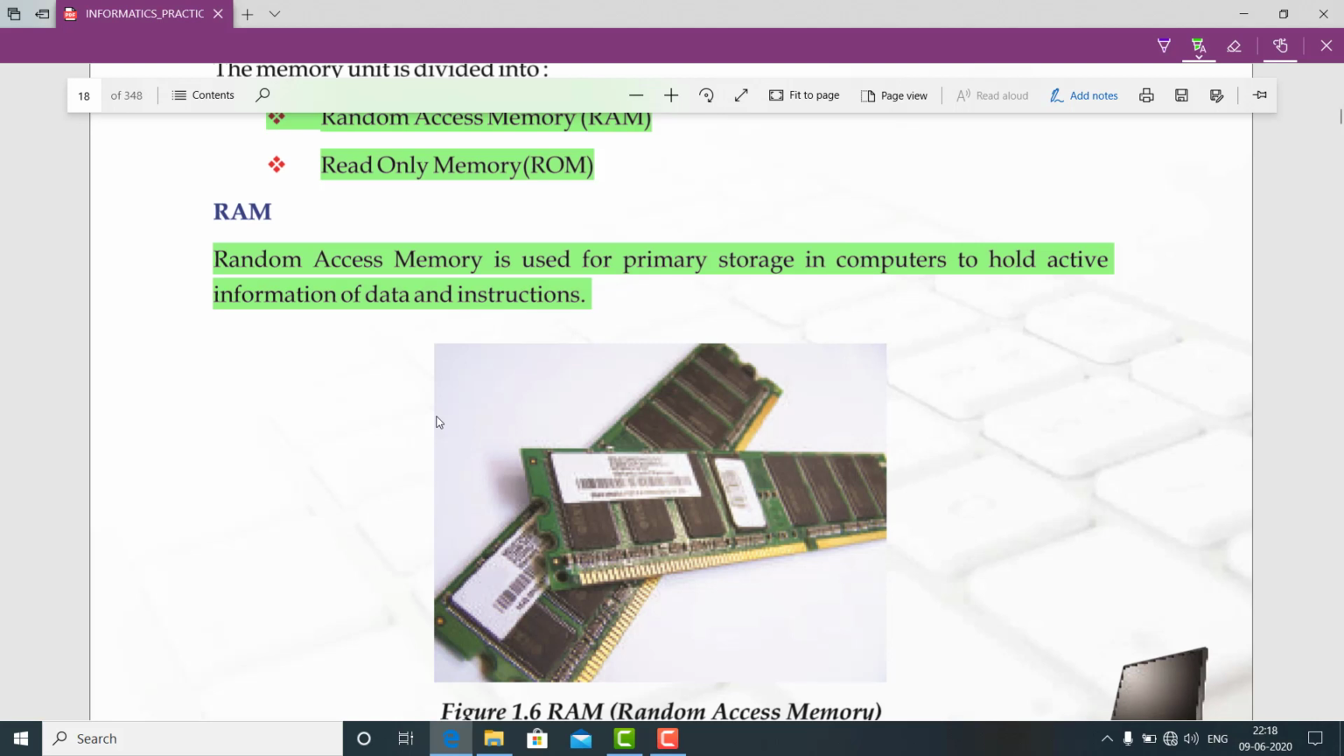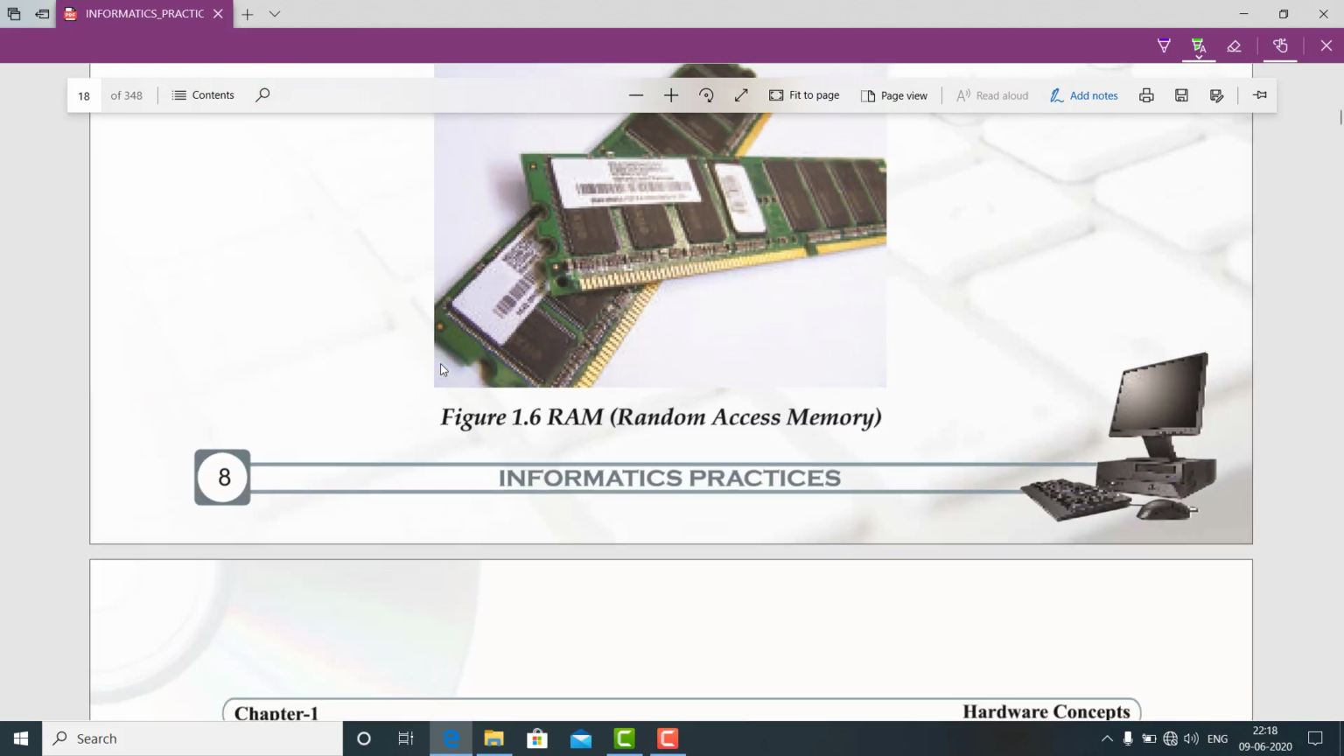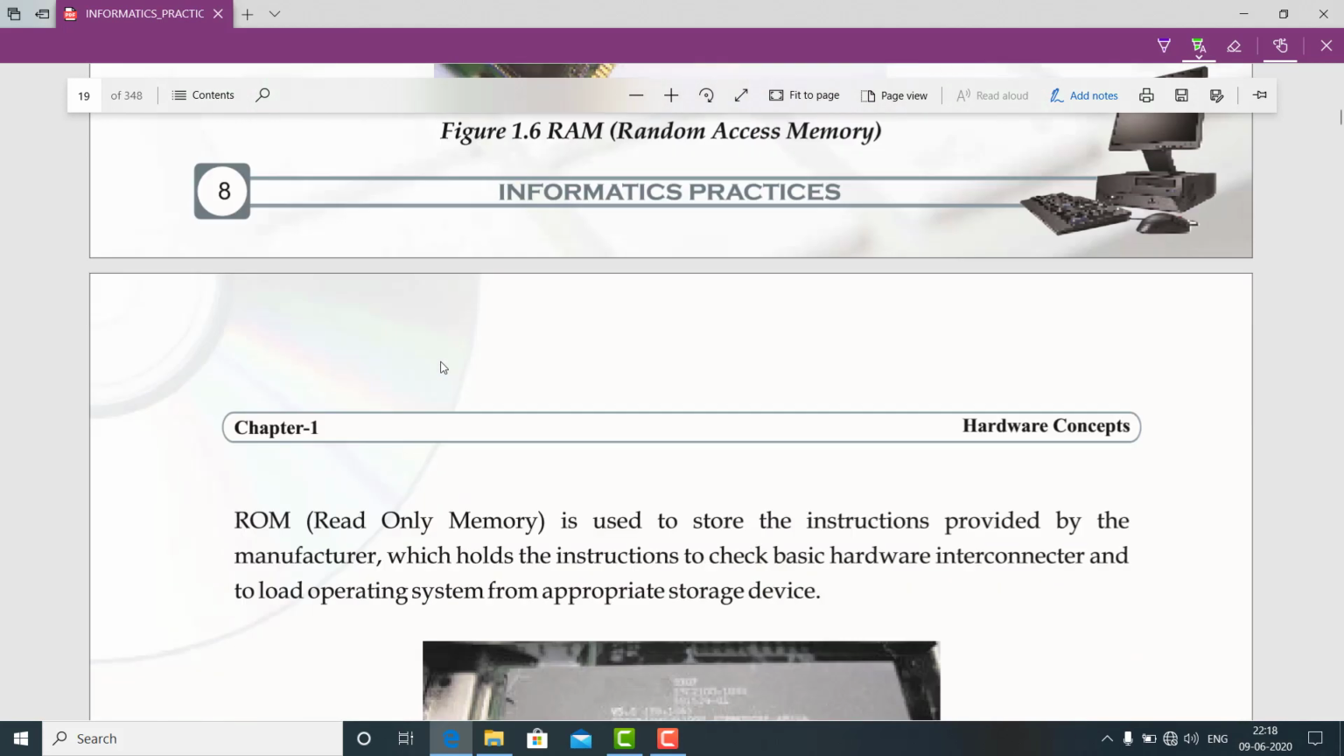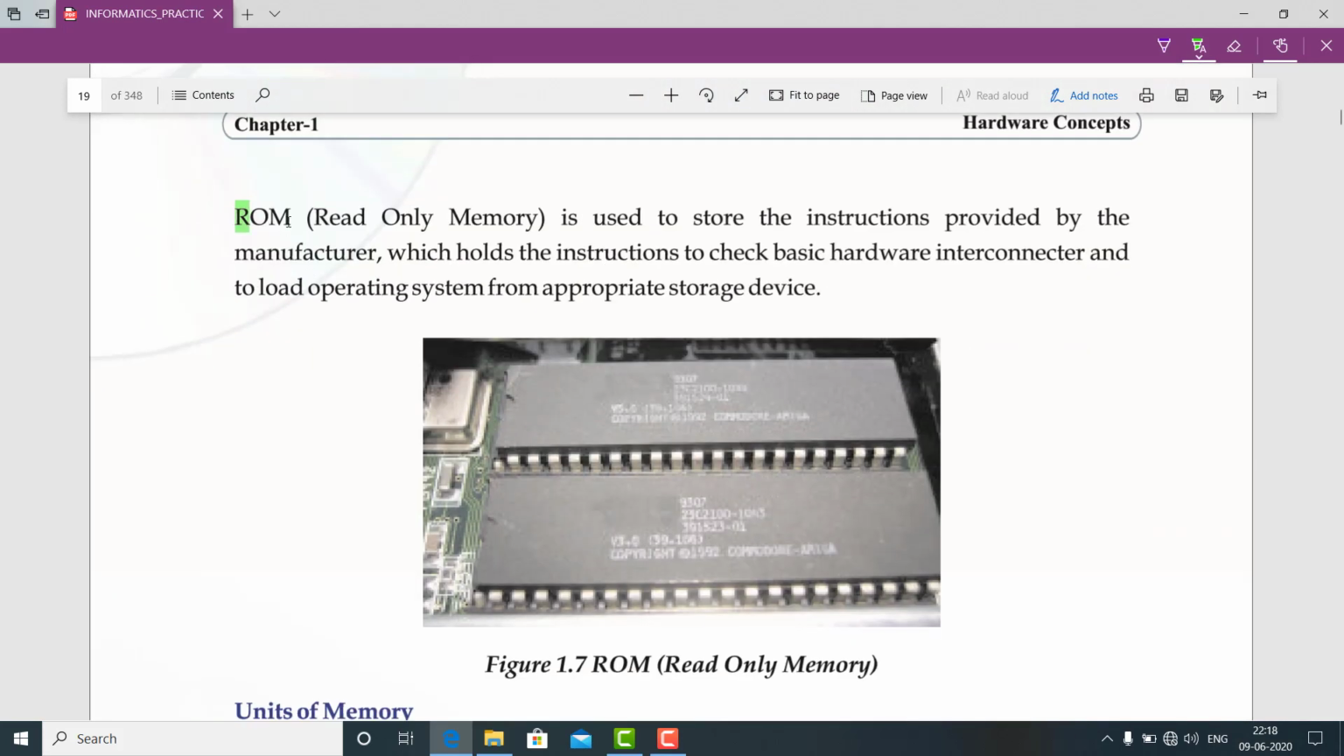Clear? So all the active information, any software, whatever software you open in the operating system, utilizes the RAM. Clear? So it uses the memory of RAM. Any application, whatever you open, will use the RAM memory. Clear about it? Now we will come to the next, that is the ROM.